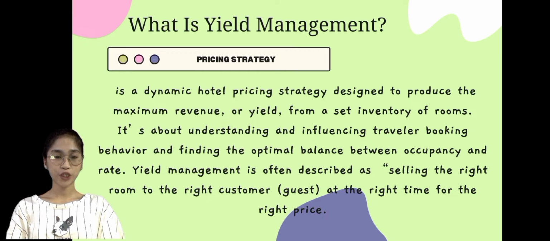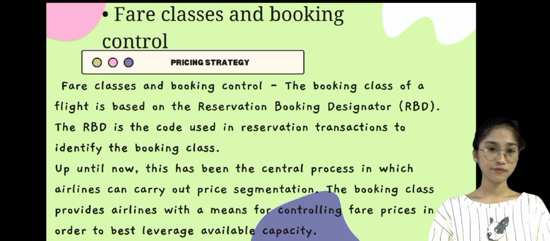What is yield management? Yield management is a dynamic hotel pricing strategy designed to produce the maximum revenue or yield from a set inventory of rooms. It is about understanding and influencing travelers' booking behavior and finding the optimal balance between occupancy and rate. Yield management is often described as selling the right rooms to the right customers or guests at the right time for the right price.